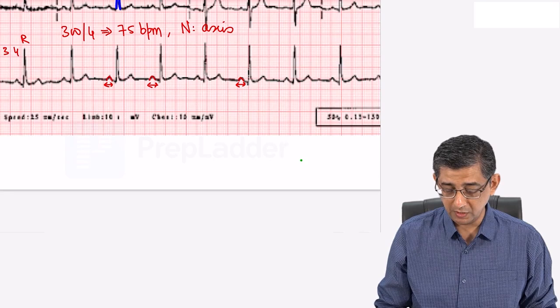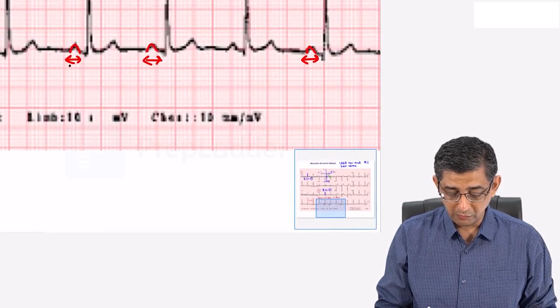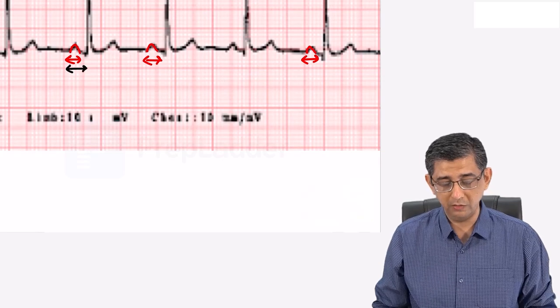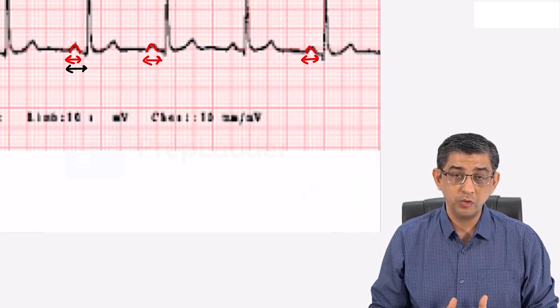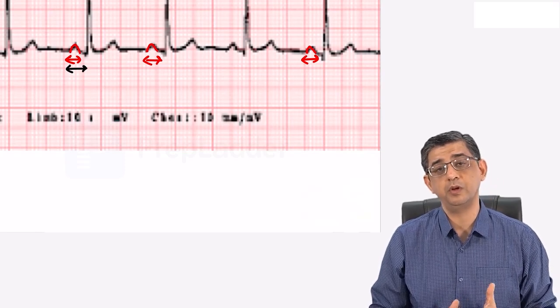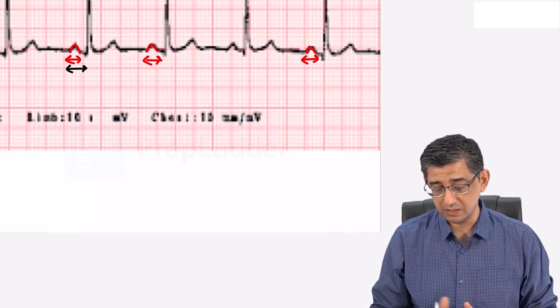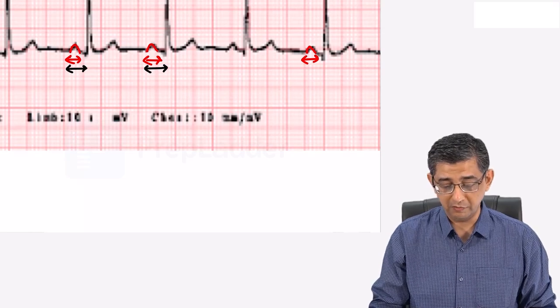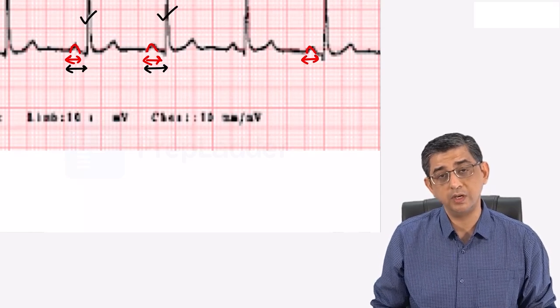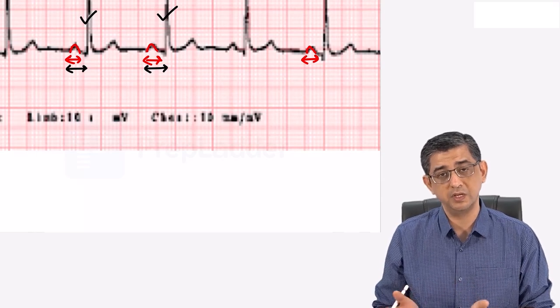I'll use a different color to highlight it. The PR interval in this case also looks pretty decent. It's in the range of about 3 to 4 small squares. I've told you normal is about 3 to 5, which would be approximately 120 to 200 milliseconds. Since the PR interval is also fine, I'm also seeing that every time a QRS complex occurs, that means the conduction of waves is occurring properly.